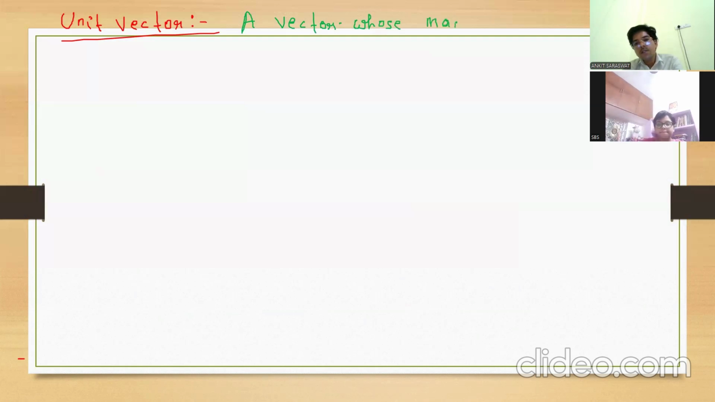Write down next: unit vector. Inside unit vector, write down: a vector whose magnitude is unity. Clear?